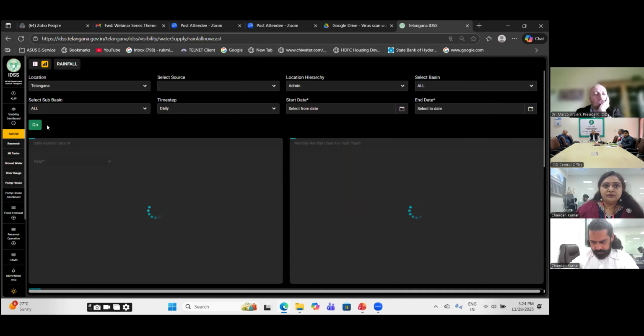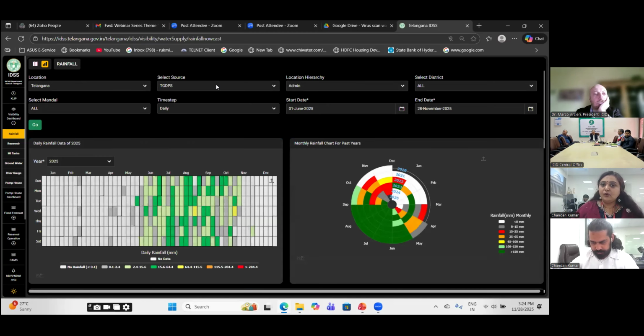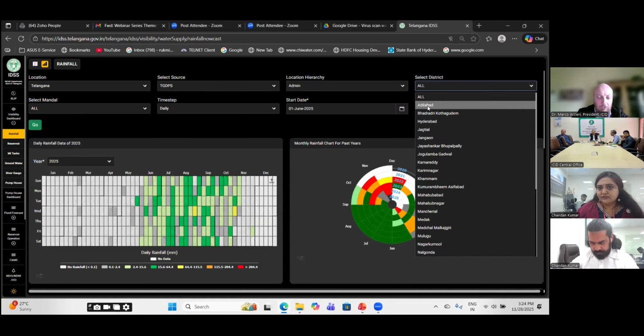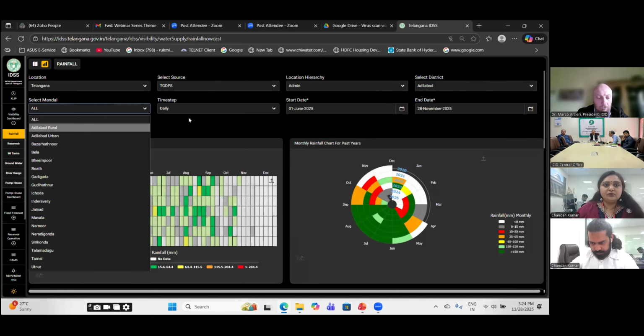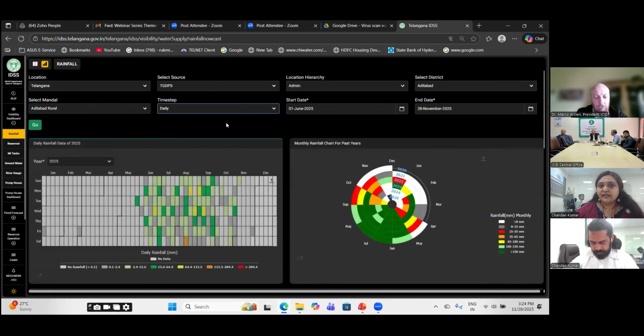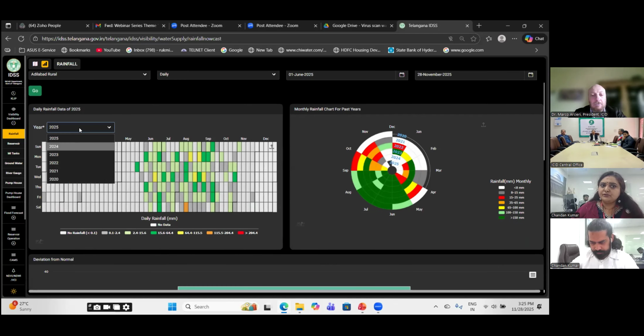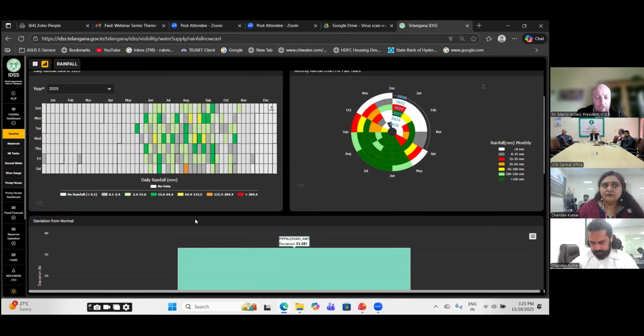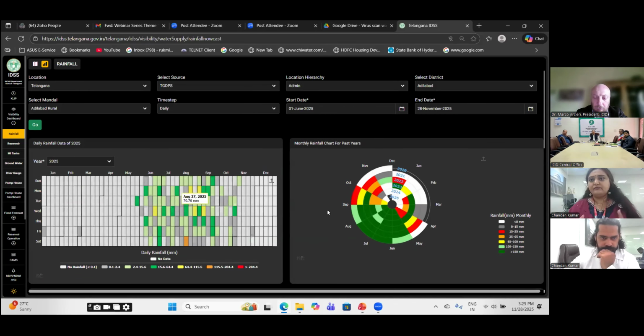Now coming to this analysis, for example, whatever I have shown you in GIS, here it is in the form of MIS. You can select any district. For example, I have selected Adilabad and I can go for Adilabad rural, and then I want to check the daily rainfall from, for example, June 1st to November 28, 2025. So this is the data we'll find here. And you can also swipe to different areas or years you want to look into. So we have this kind of variation where you can get any information a person needs at a particular point of time. So this is all about the rainfall.